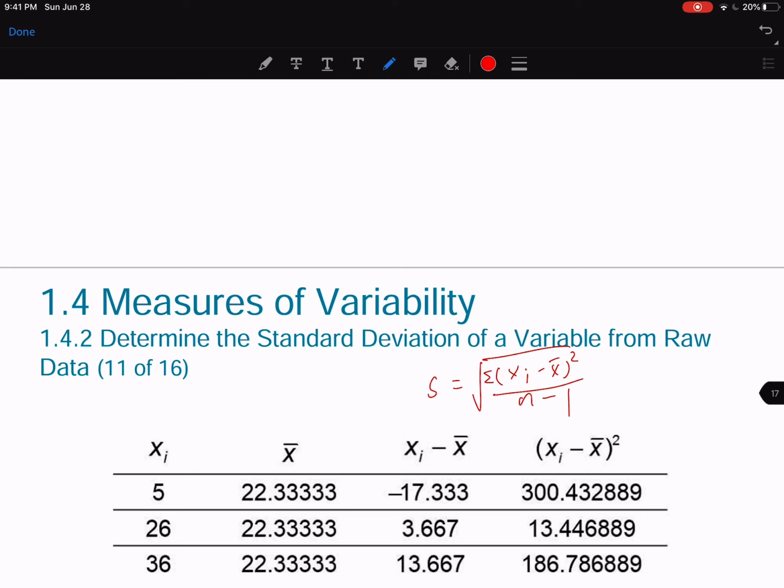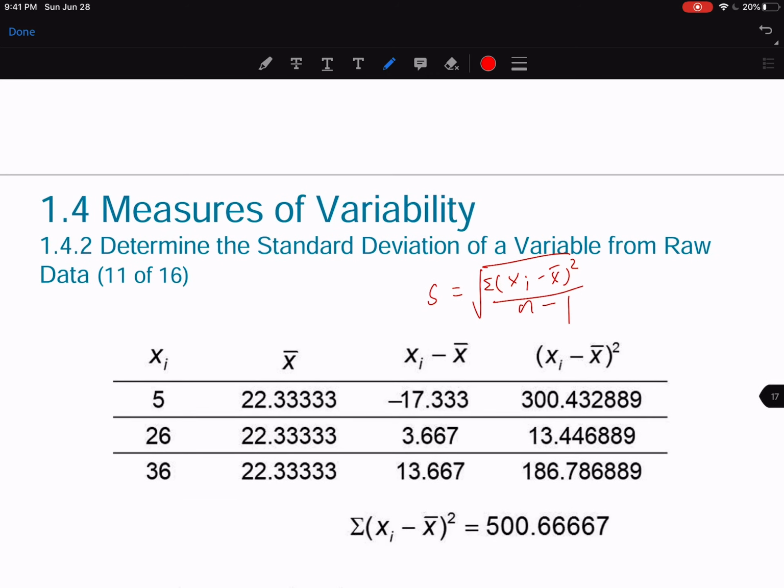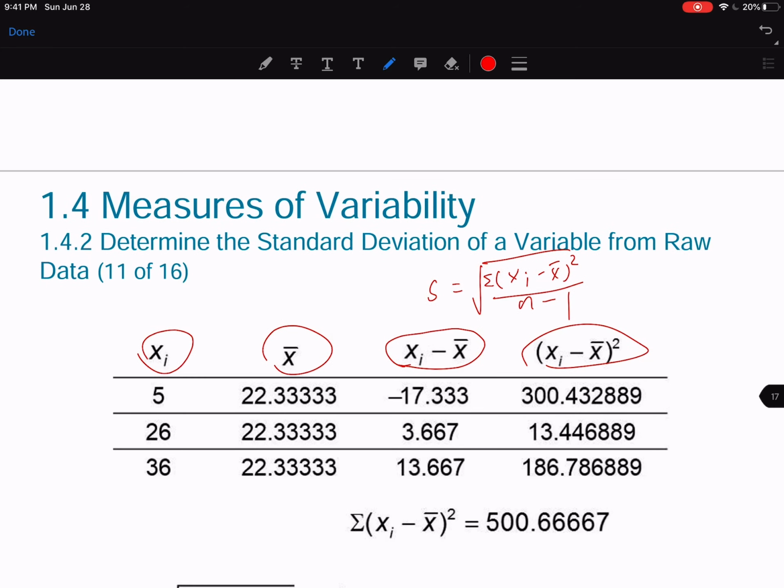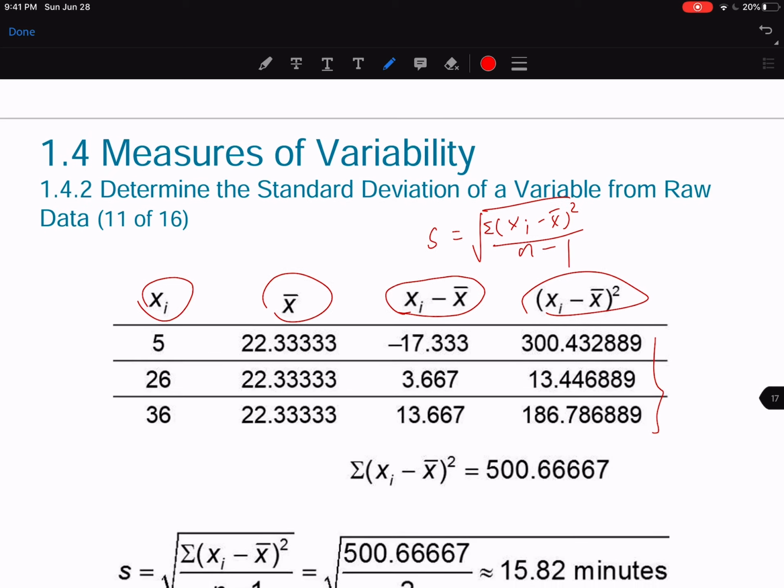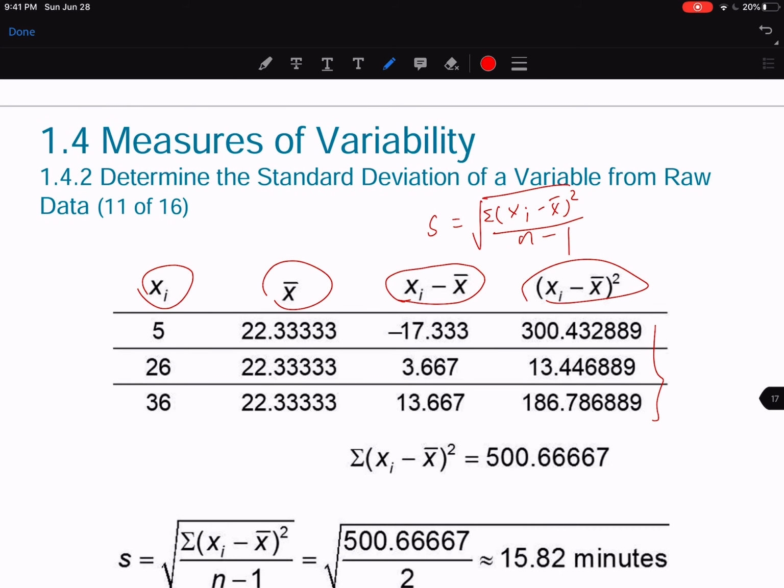the sum of xi minus x bar squared divided by n-1. So what do we need? We need xi, we need x bar, and then we need the deviations about the sample mean, and then we need the squared deviations about the sample mean. Once we got all of the squared deviations about the sample mean, we add them all up and then plug it back into here. We get the result.